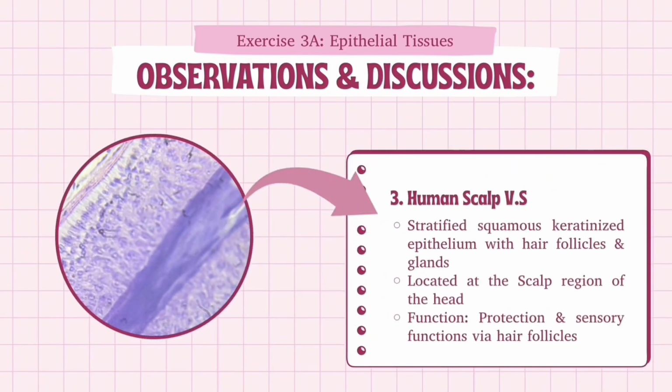For our next one, it's the human scalp vertical section or VS. The epidermis displayed stratified squamous keratinized epithelium. It has visible hair follicles, sebaceous glands, and layers of the skin were noted. Located at the scalp region of the head, specifically areas containing hair follicles. The hair follicle is a modification of epithelium, showing how epithelial tissues produce appendages for protection and sensation.